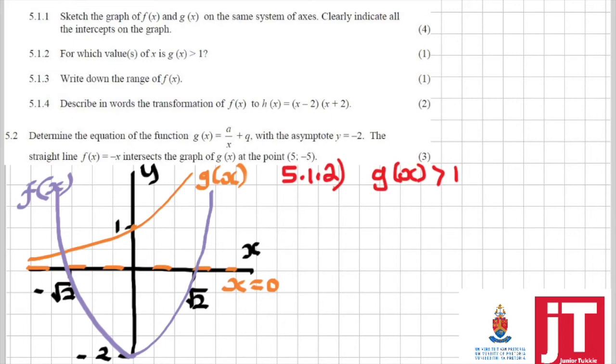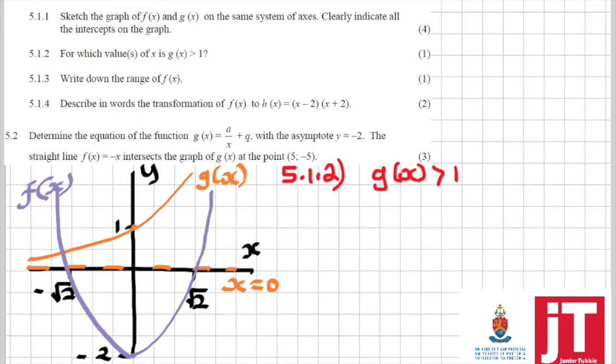For 5.1.2, we're required to say for which value or values of x the graph of g of x is greater than 1. There are two ways of doing it. We can either use the graph or we can use algebraic methods. I'm going to use the algebraic method first, then I'll also use the graph to prove the same solution.